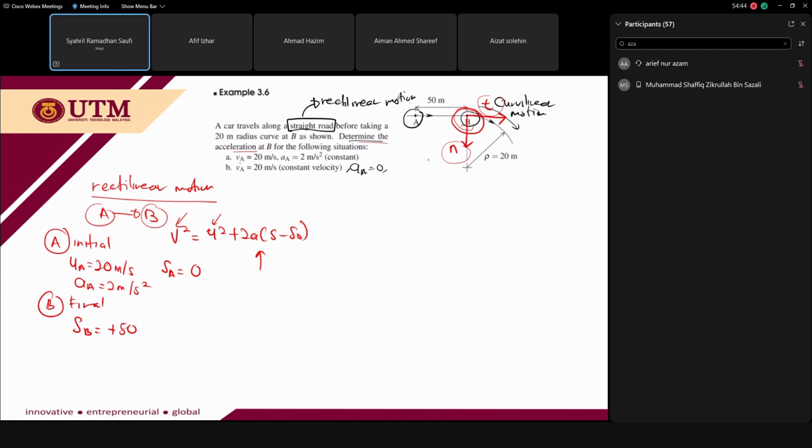Anyone? Why do you think that we need to find the velocity at B? Use the formula to calculate the acceleration. Sorry, can you repeat? It's not clear. So we can use the formula that includes the acceleration and the radius of curvature to calculate the acceleration.